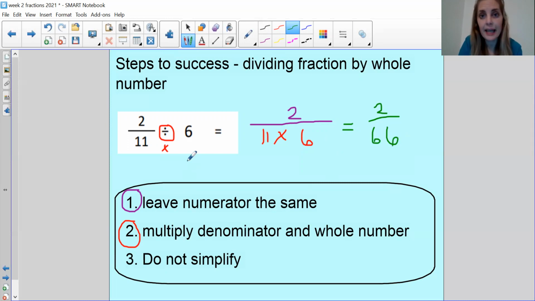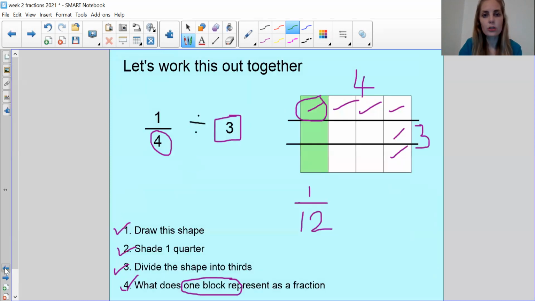So let me say this method again because it is so easy. Leave the numerator the same. Do not touch the numerator. Take the denominator, and instead of dividing it by the whole number, change it to a times. Because if I go back to my pictures here, I left the numerator the same, I got 1. And then can you see 4 times 3 is 12? There you can see exactly the same as that. So that is the method.